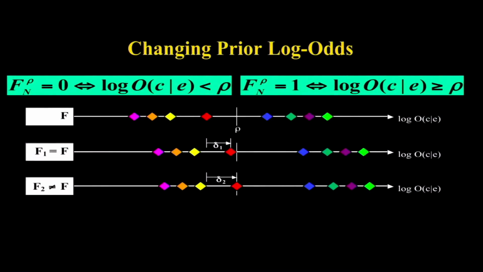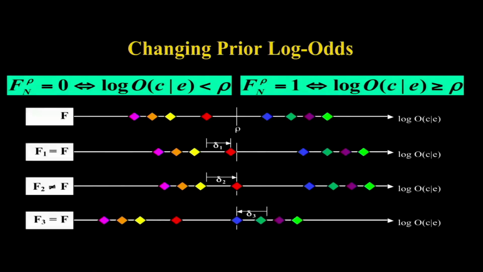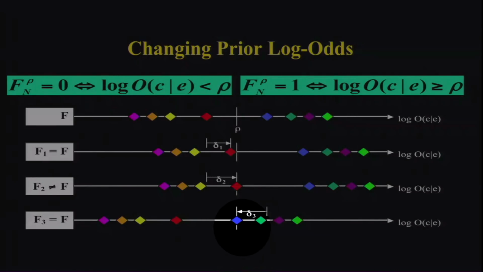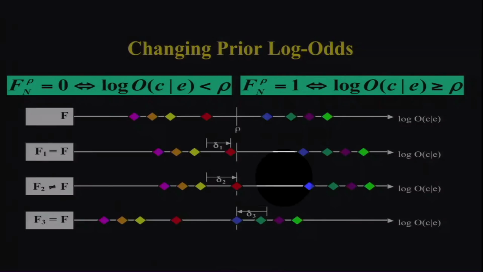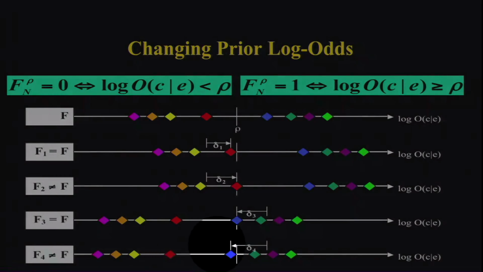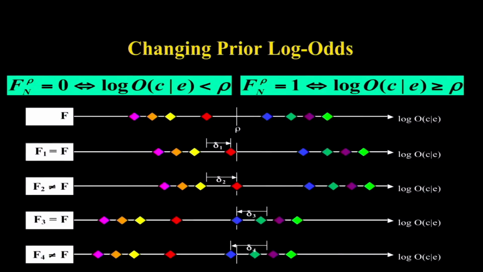Okay, let's try shifting the other way around. Now I shifted by delta 3. So I shifted things this way. Did I change the classifier? No. These are positive. They're all still positive. These were negative. They're all still negative. Same classifier. If I shift a little bit more, then I did change the classifier. Why? This one used to be positive. Now it's negative. Okay, you see what's going on.